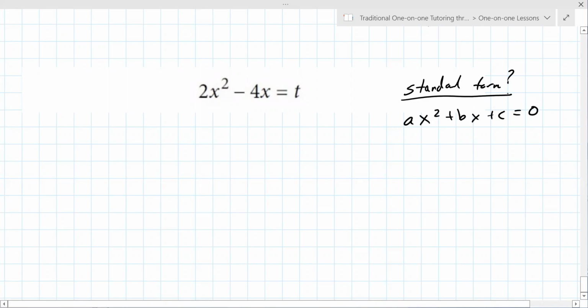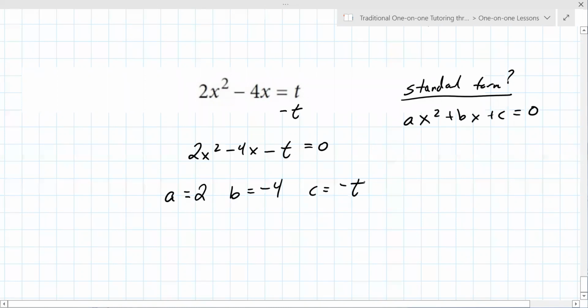Okay, so what do you need to do to make it in standard form? What would you move? Move the t and set it to 0? Yes, so 2x squared minus 4x minus t equals 0. Can you tell me the values of a, b, and c in this equation, please? A is 2, b is negative 4, and c is negative t. Yes. Very good. Okay, now I want you to calculate b squared minus 4ac for me, please.